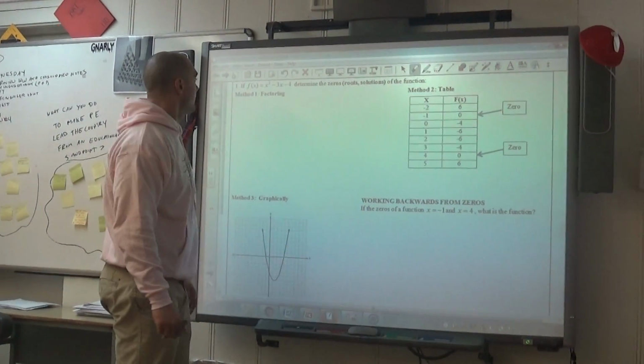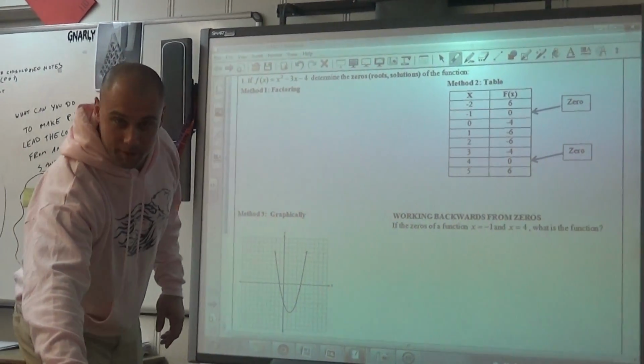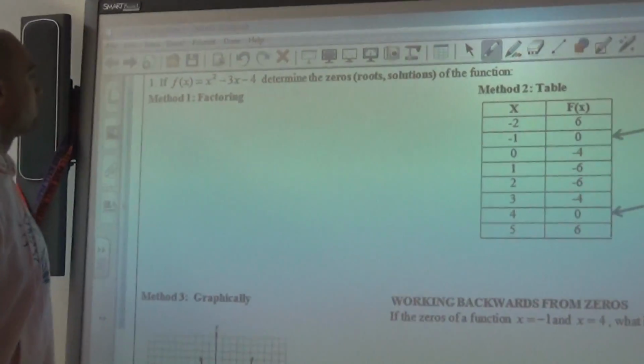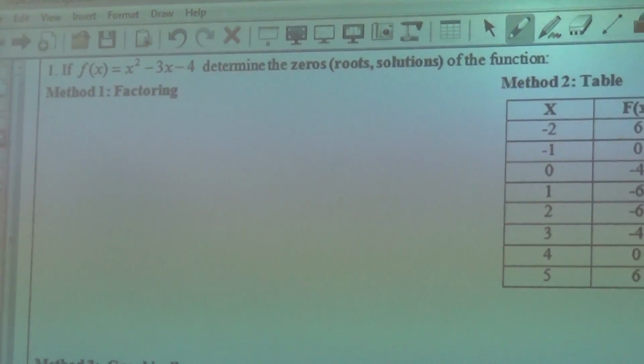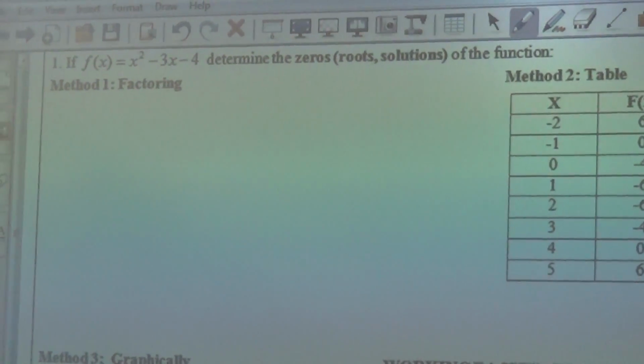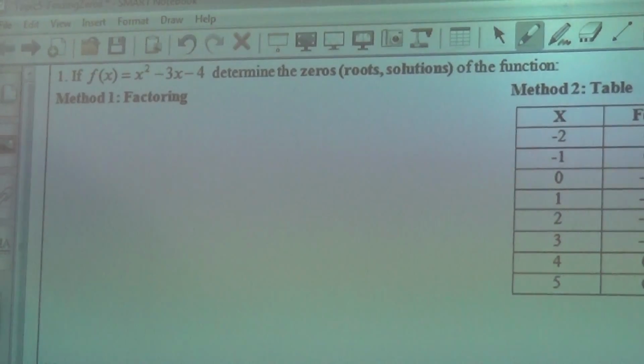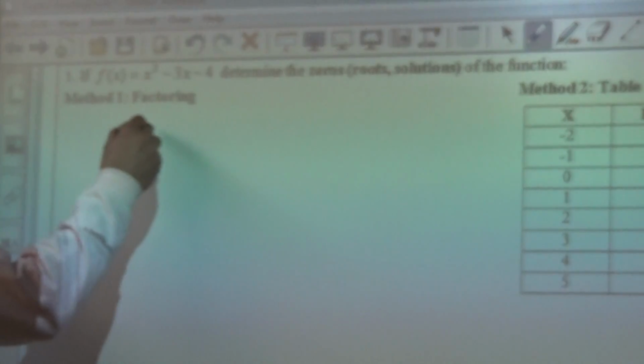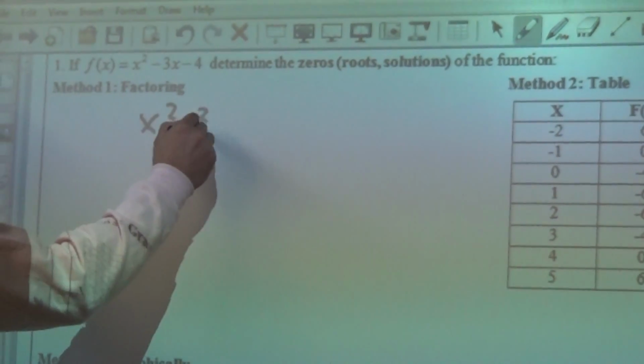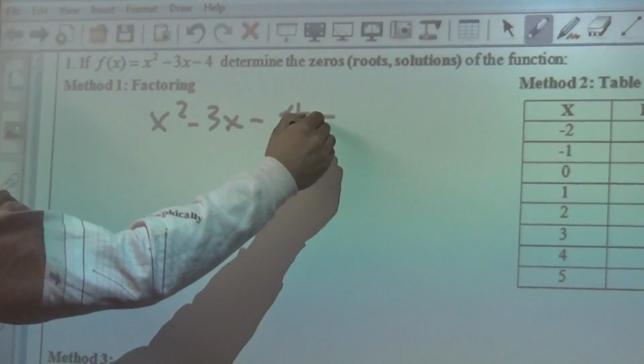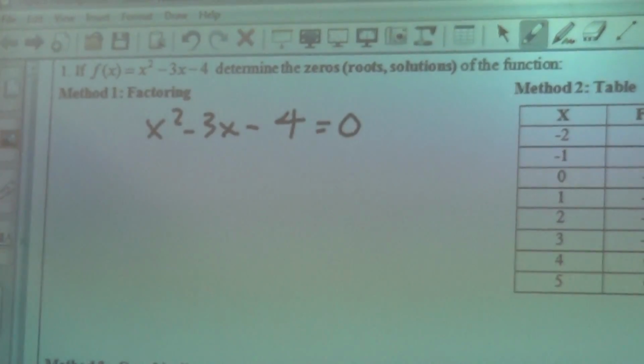Alright, we are on topic number 5, finding zeros. So we're going to first look at 3 different methods of finding the zeros of a function. So the first is factoring. Anytime we are finding the zeros, we set our function equal to 0.